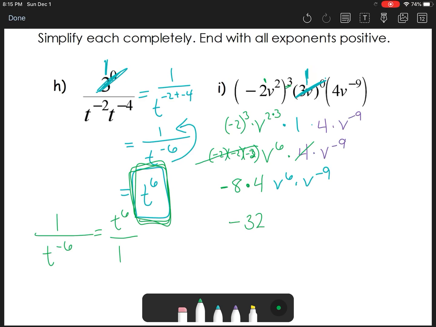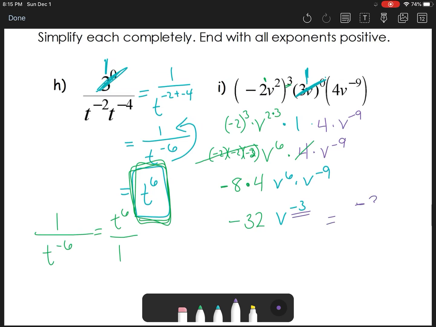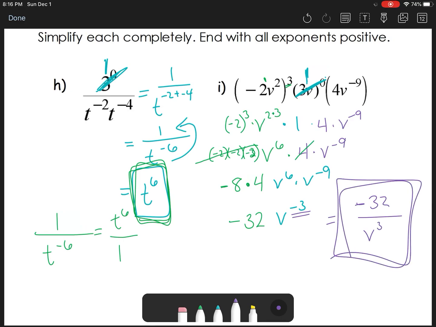Notice that it's a negative whole number, so it's fine. That negative gets to stay. V to the 6th times v to the negative 9th would be v to the negative third, but we have a negative exponent, and that we have to change. So our final answer would be negative 32 over v to the third power.